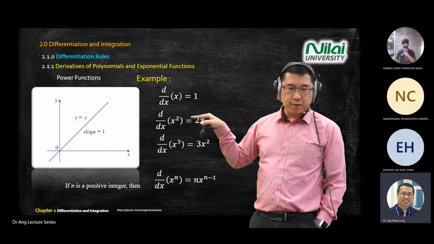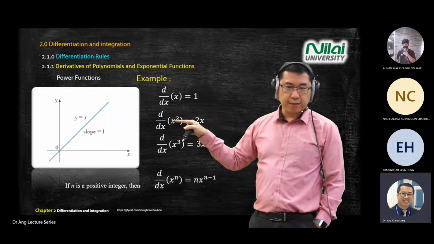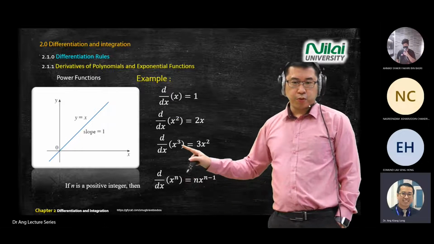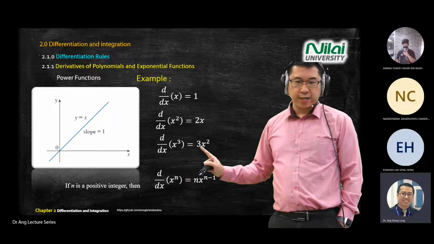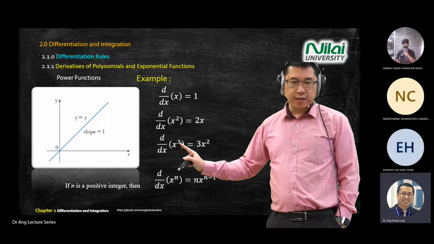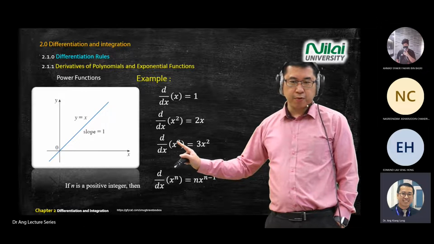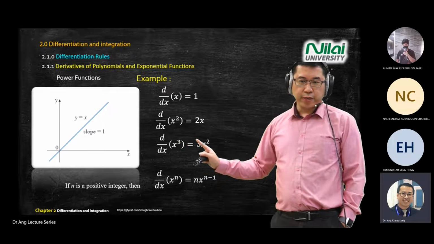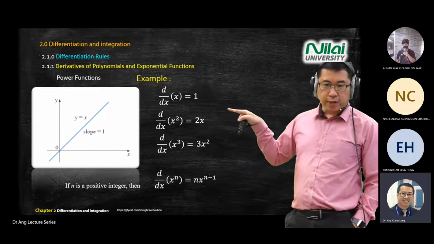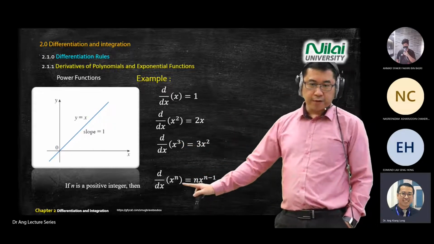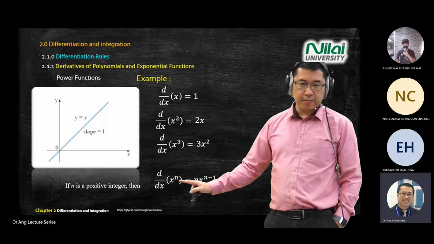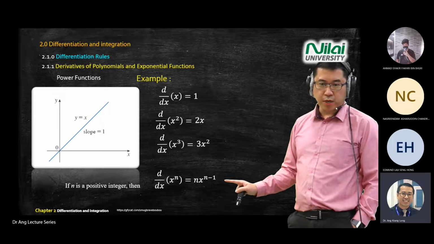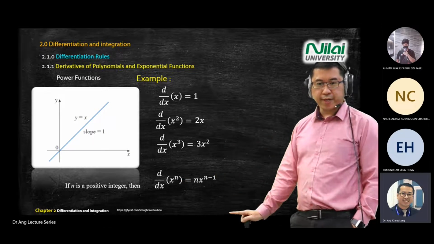What happened to your n? Your n keeps decreasing. You always pull your n to the front. Let's say 3x power 3, you pull your 3 to the front, and your n you always minus 1. So by looking at this pattern, when you differentiate, you get n x power n minus 1. Any question for these slides?